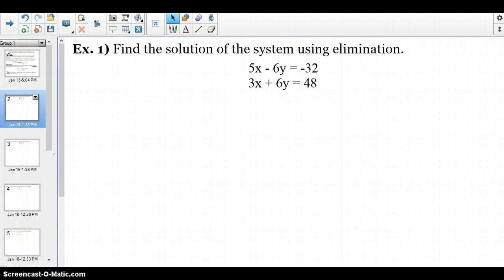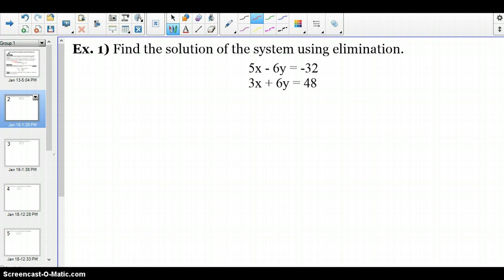All right, we are going to learn a new method of solving systems of equations. And when I say systems of equations, I mean two equations and two unknowns. Last week we were solving systems of equations with the substitution method. We have a new method now, and it is called elimination. It'll be clear in a second why it's called elimination. So let's look at the first example.